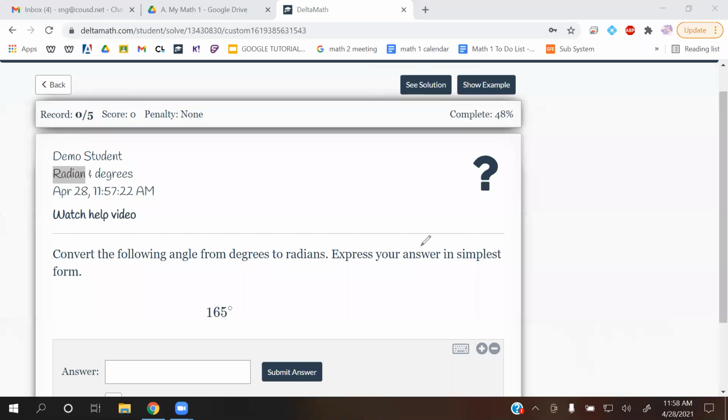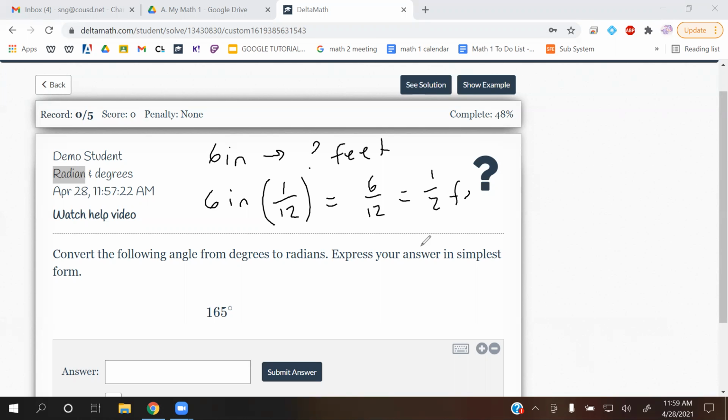So let's just start off with showing you how to convert 6 inches into how many feet, okay? So the way you would do this is you start off with your 6 inches, and you know that there are 12 inches in 1 foot. So 1 foot for 12 inches. So the fraction that you're going to multiply it by is 1 over 12. And then this actually becomes 6 over 12, which simplifies to 1/2. So we know that it's 1/2 feet.